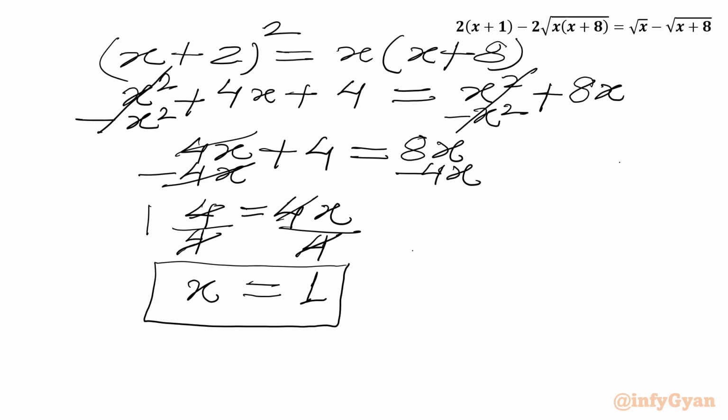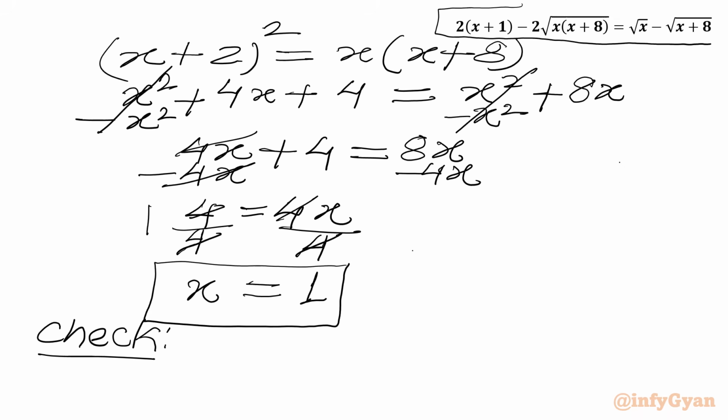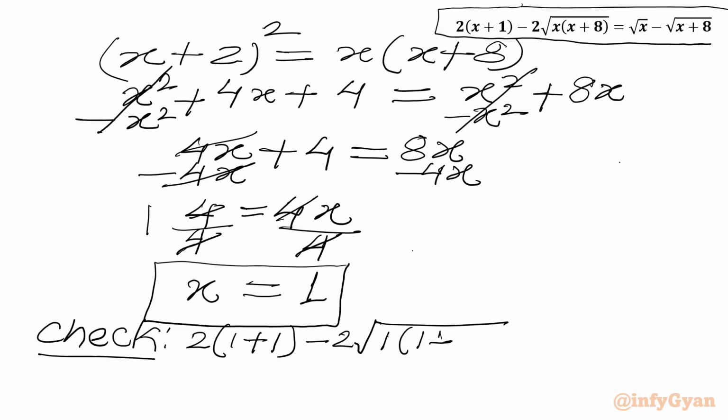Now we can cross verify also. So I will write here check x equal to 1. The equation is here. Let's put x equal to 1. So we will get 2 times 1 plus 1 minus 2 times square root 1 in bracket 1 plus 8. This is our LHS. Let's write the RHS also.